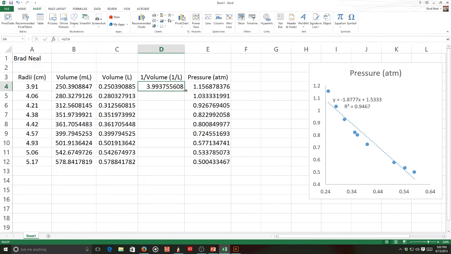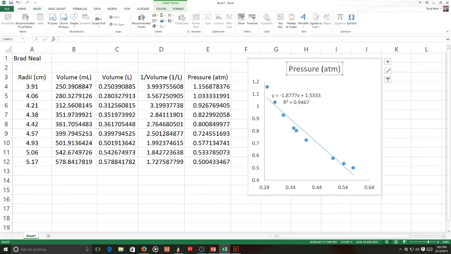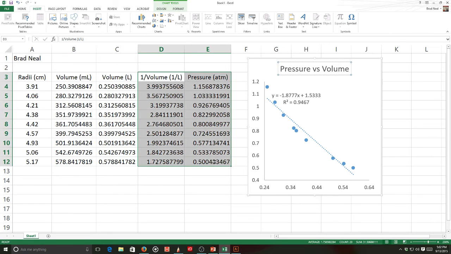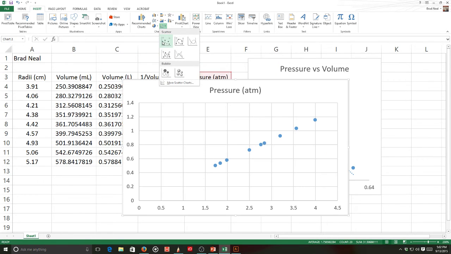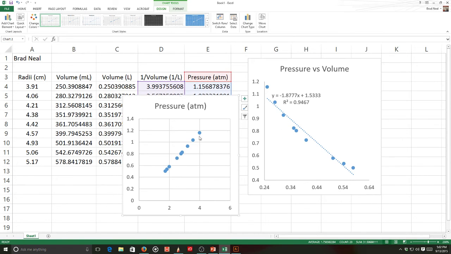So now I can go down here and double click, autofill that in. And so whereas this was pressure versus volume, I'm gonna go ahead and get rid of that ATM. If I grab this information now and insert XY scatter, okay, and shrink that over here a little bit, I can already see this data looks a lot more linear, which is great.